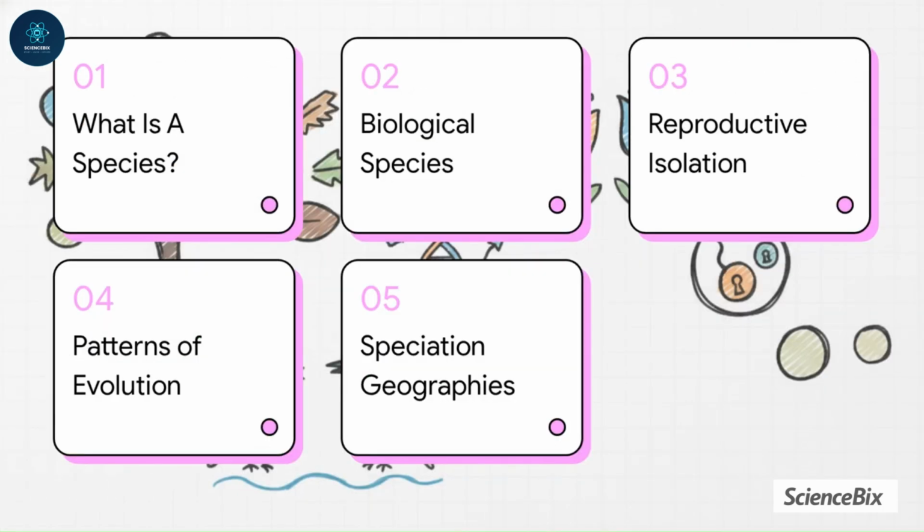Here is our roadmap for today. 1. What is a species? 2. The biological species concept. 3. Barriers to reproductive isolation. 4. Patterns of evolutionary change. And 5. Geographies of speciation.